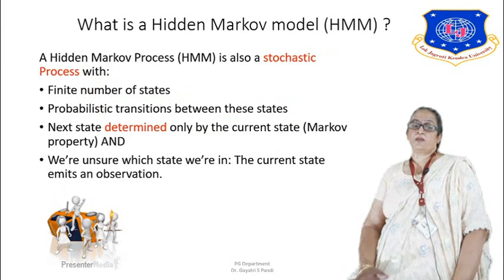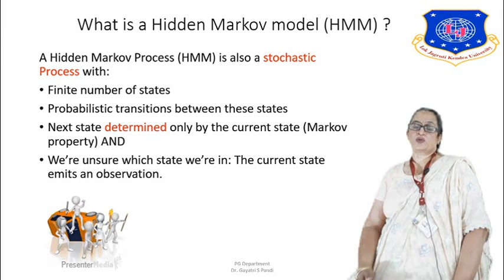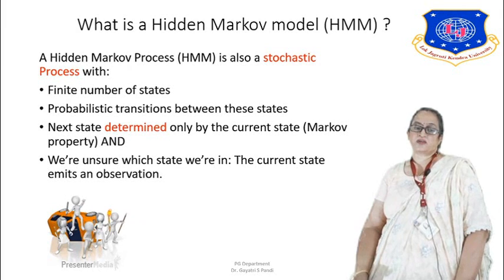Now, a hidden Markov model is basically a stochastic process. It has a finite number of states, and there is a probabilistic transition between these states. There could be 1 to n states, and there could be transitions between them, right? There could be an initial state and a final state, and the next state is determined only by the current state. This is one of the Markov properties. We are unsure which particular state we are in, and in HMM we make an assumption that the current state emits an observation.